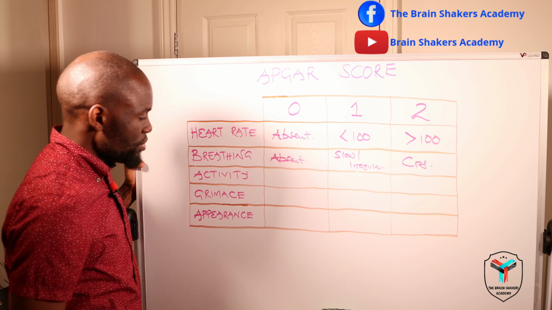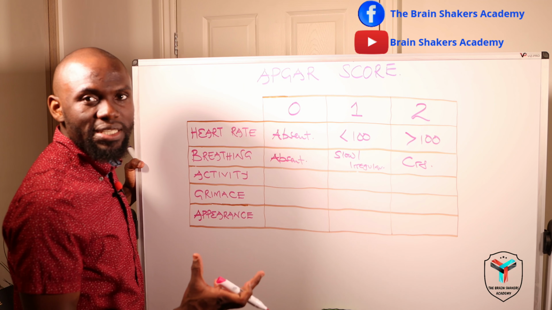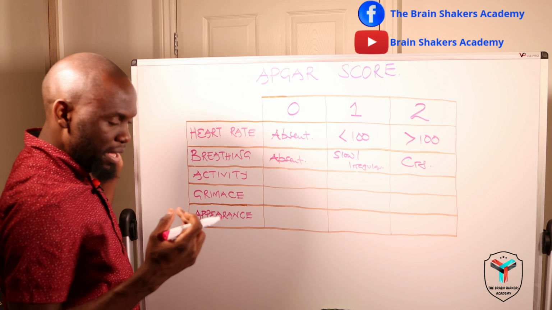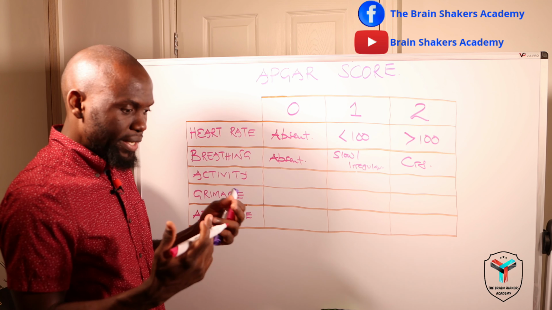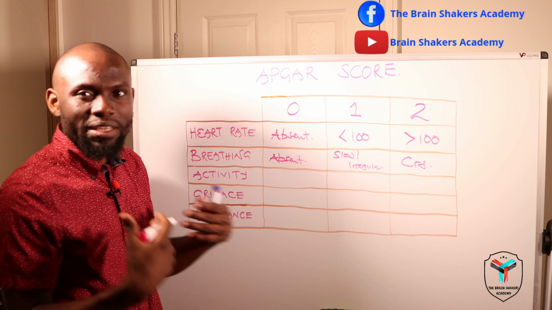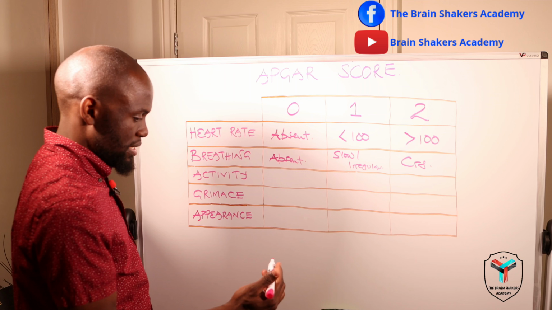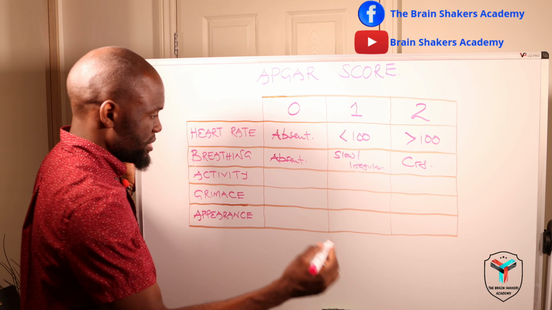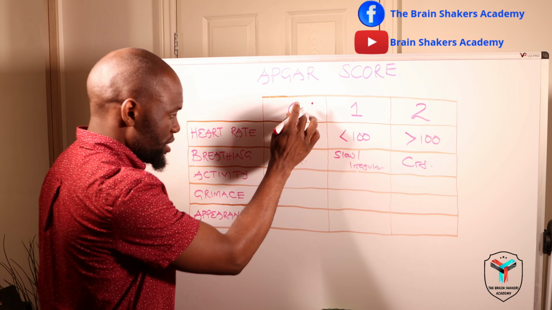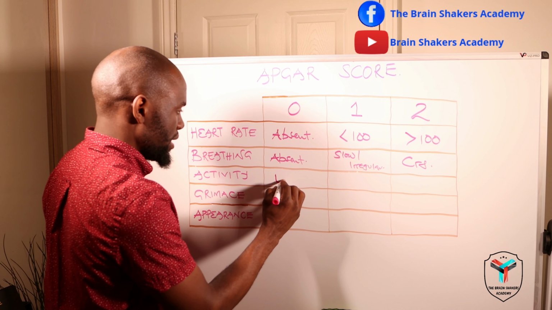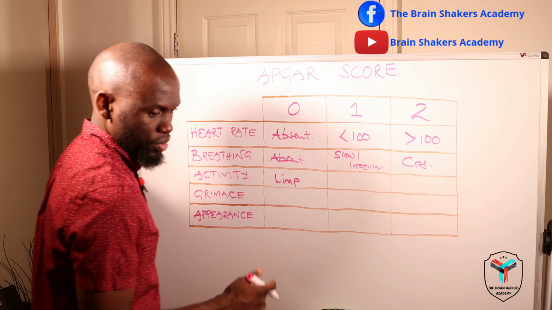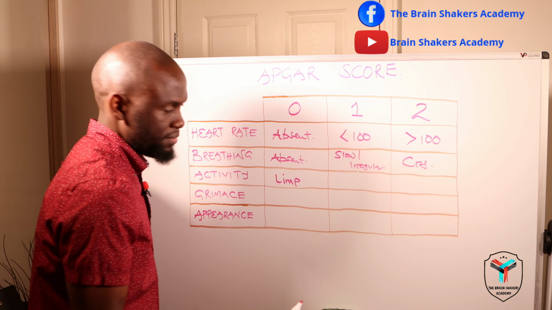Then when we come to look at the third parameter, which is activity, here we are basically looking at the muscle tone. When the baby has been delivered and you look at the baby, do they have some tone in them, or is the baby actually limp? There's no tone in their presentation, in their general appearance. Then if they are limp, it is going to be a 0 here. Limp meaning that there is absent tone, or you can't actually tell if they have tone.